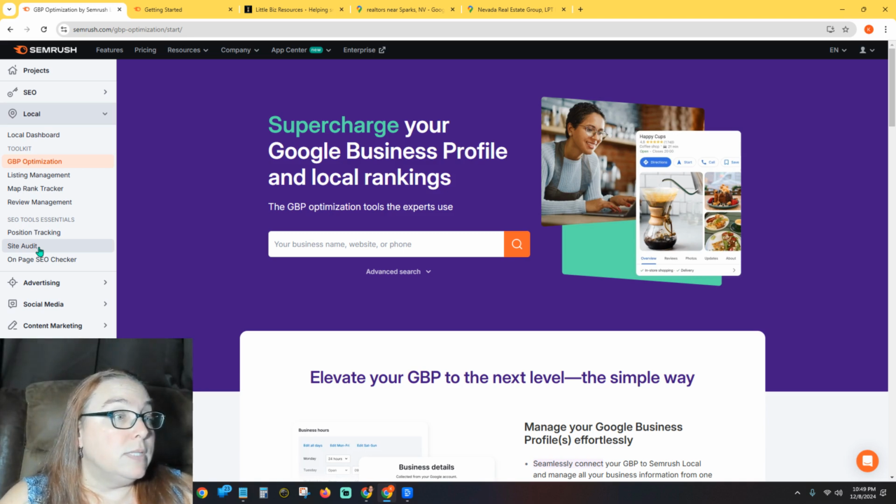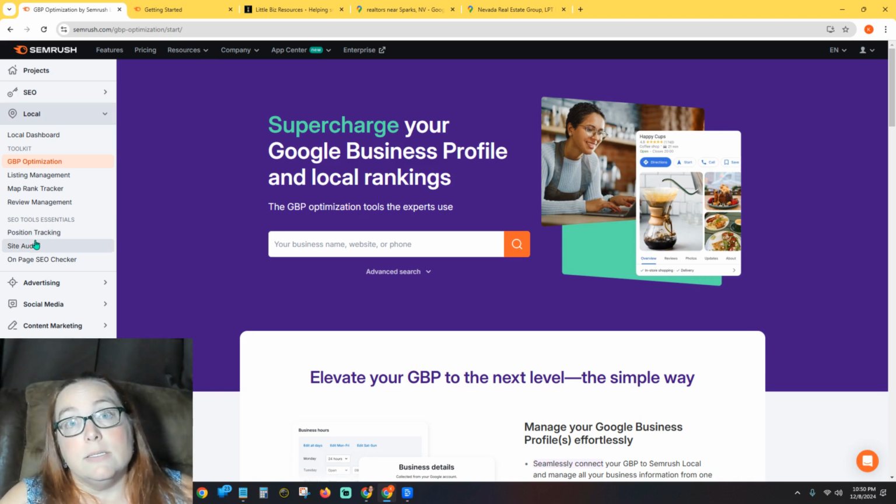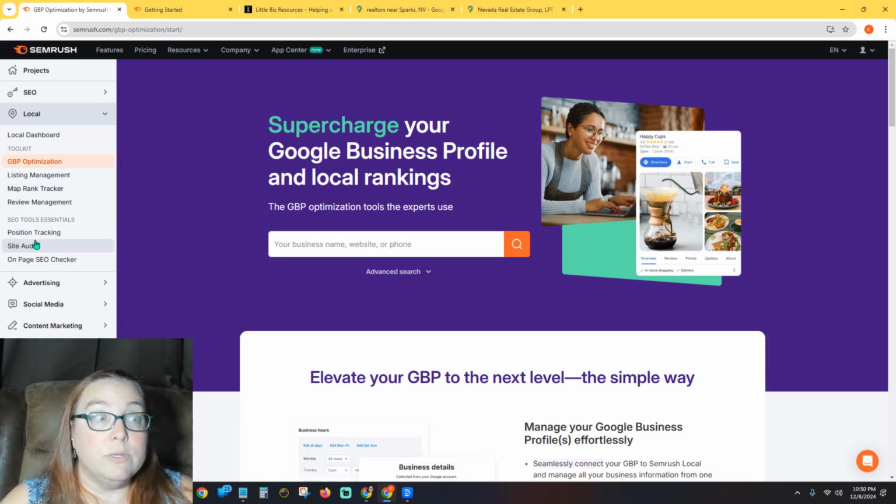So then the other thing they could do is look at a site audit, which is in SEO Tools Essentials. So this is still the SEO. It's the same type of thing. They could do a site audit, and we're going to do that in a different video, and see if there's opportunity there. But for the most part, for Google Business, they're doing really well. So whatever they're doing, they need to keep doing.